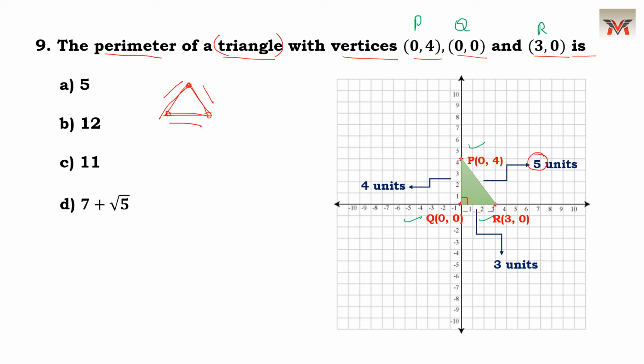Observe that for all the 3 sides of the triangle, we have to find the perimeter, that is equal to the sum of all the sides. 5 plus 4 plus 3. That is equal to how much? Which is equal to 12. Therefore, the correct answer is option B here. Understood? Very easily you can solve this one without wasting any time. Okay, we'll move on to the 10th question.